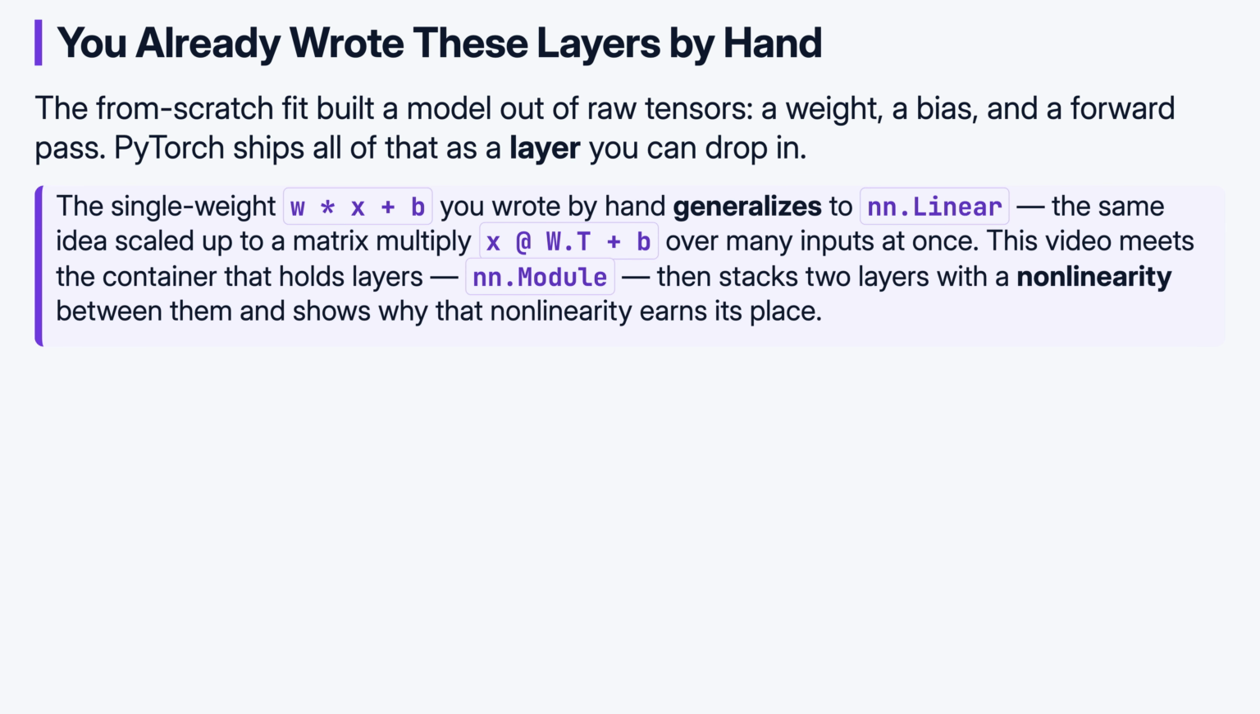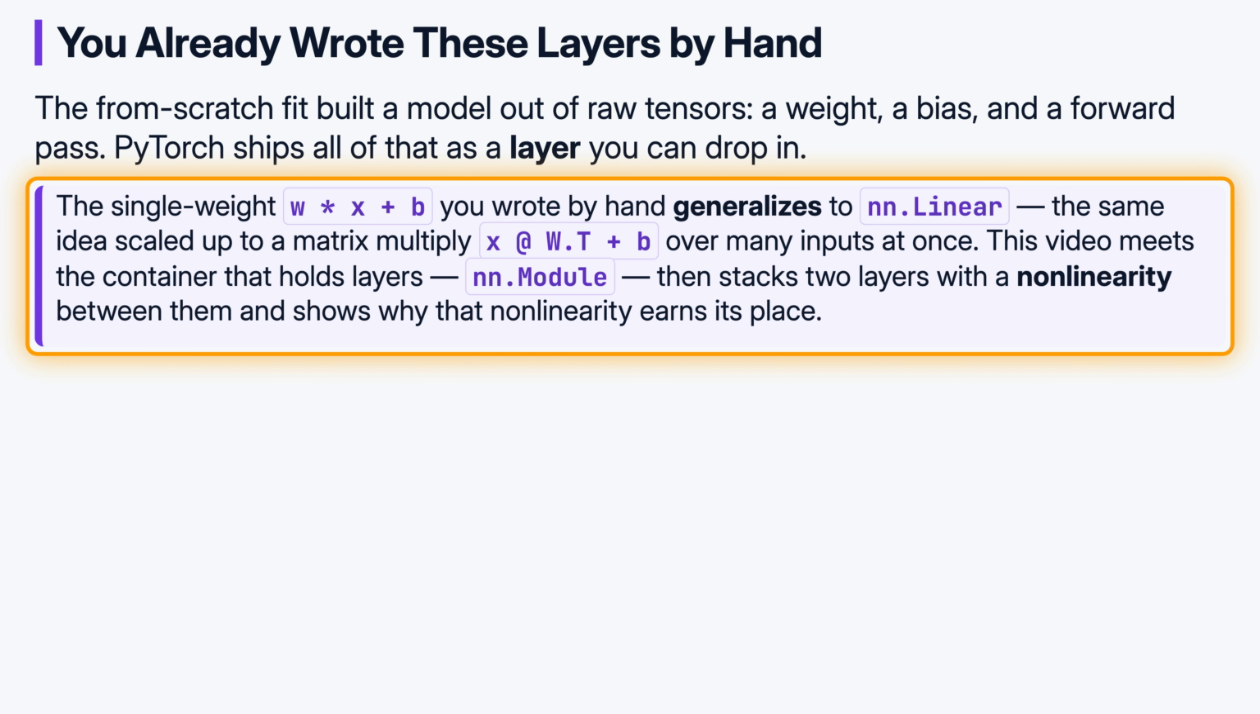The from-scratch fit built a model out of raw tensors, a weight, a bias, and a forward pass. PyTorch ships all of that as a layer you can drop in. The single weight W times X plus B you wrote by hand generalizes to nn.Linear. It is the same idea, scaled up to many inputs at once. This video meets the container that holds layers, nn.Module. Then we stack two layers with a nonlinearity between them.